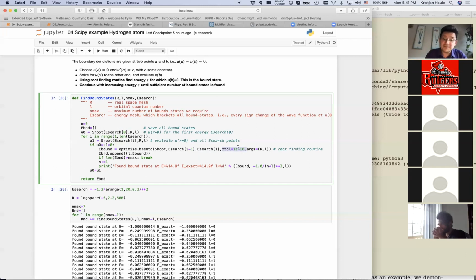Because it turns out that if we don't set this tolerance to be so low, then the bound states are not going to be precise enough. Now, what's the problem? The bound state might be wrong at 10 to the minus 15, 10 to the minus 10, let's say. So for our purposes, an energy that is 10 to the minus 5 wrong might be okay.